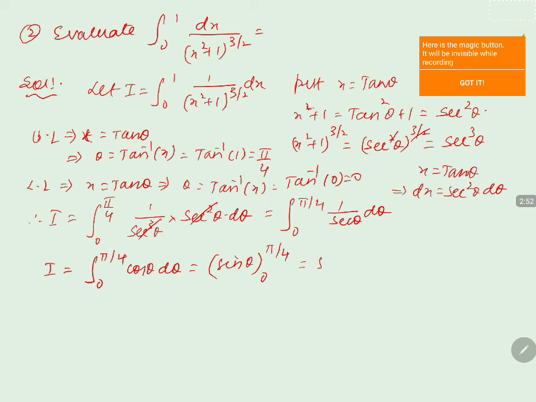Now we will substitute the upper limit, that is sin of pi by 4, minus the lower limit, that is sin 0. Sin pi by 4 is 1 by root 2, sin 0 is 0. That is equal to 1 by root 2.